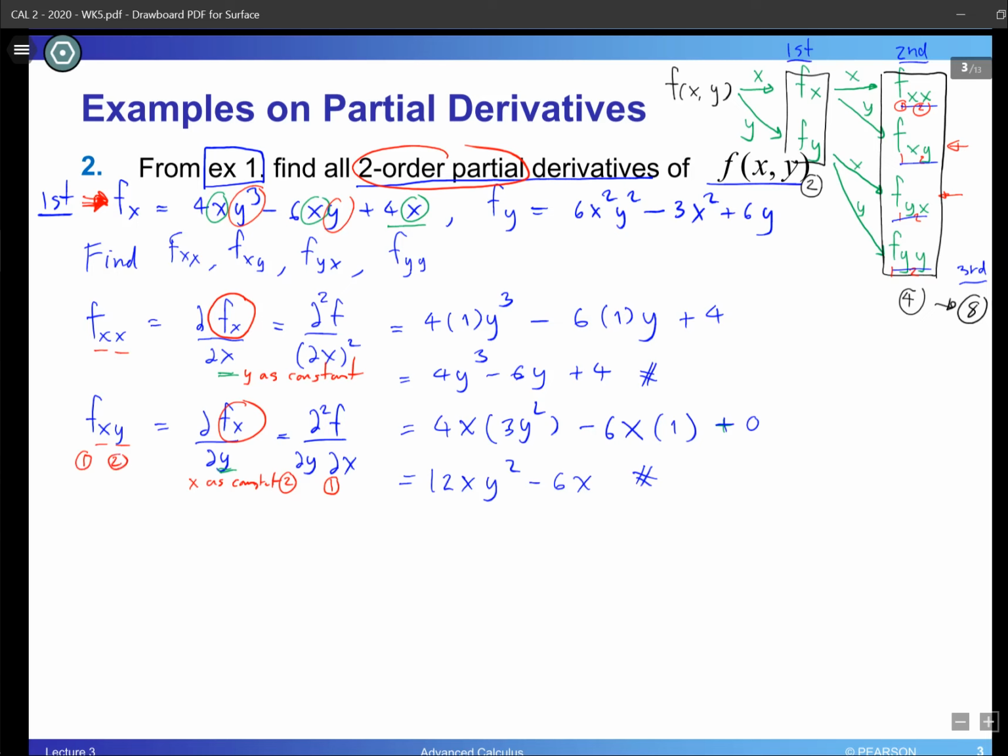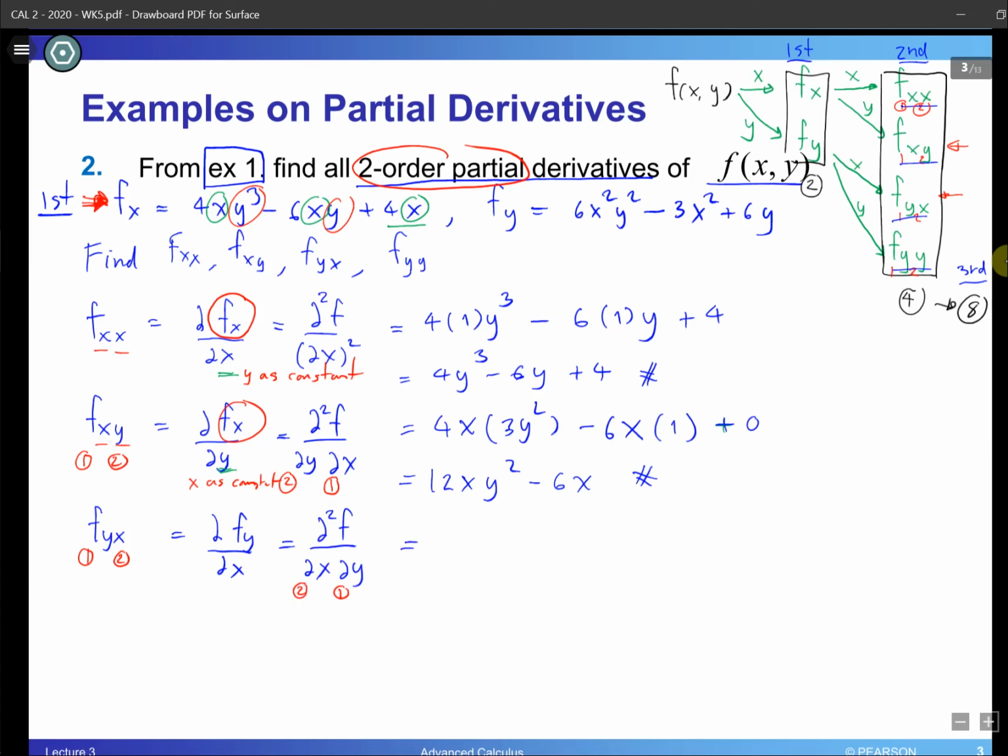Now let's take a look at the next one, the third one, f of y and x. Here we start with this fy and we are going to differentiate this with respect to x. Now the order is this: we start with y first and then x next. We can express this as the second order partial derivative of f with respect to y first and then with respect to x. As you can see here, this is y first and then x right here. So let's work on this.